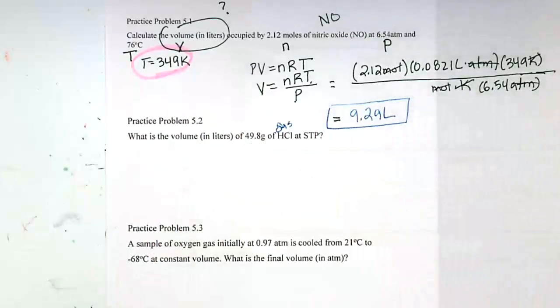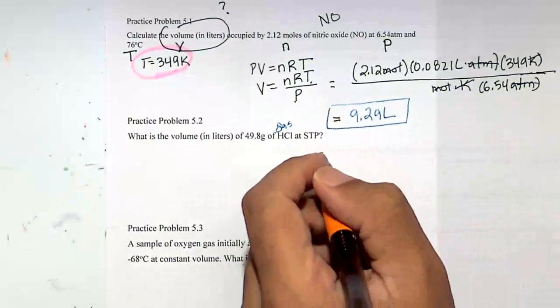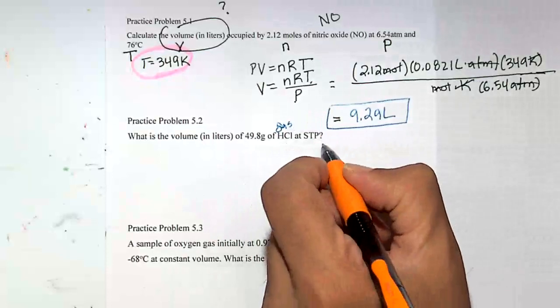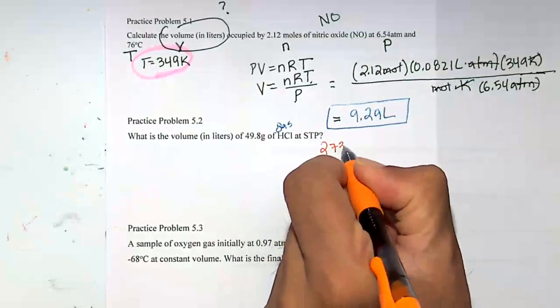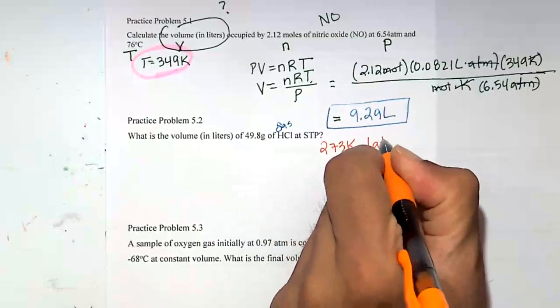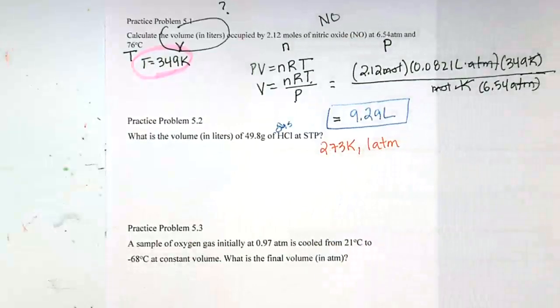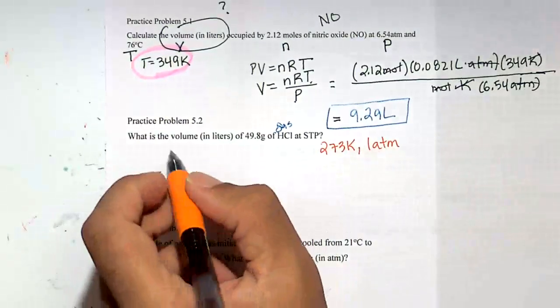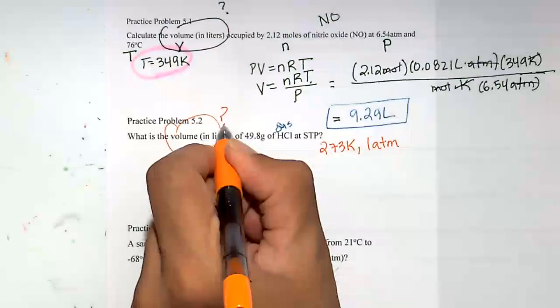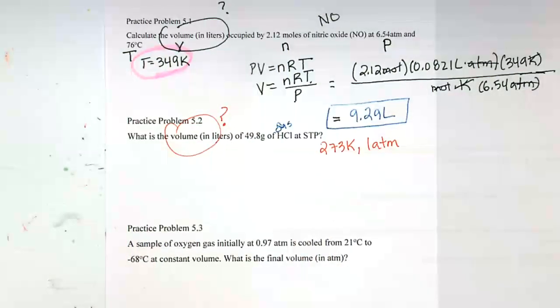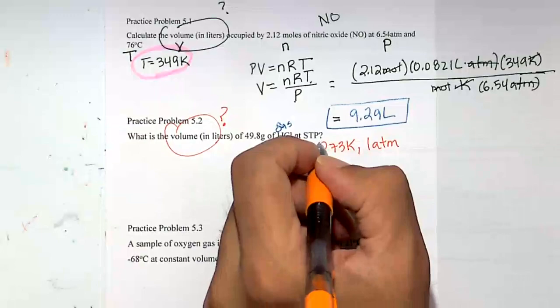All right, so what is STP? There's two things that only make up STP. That's all. What are they? 273 Kelvin and 1 atmosphere pressure. Okay, and it's asking for the volume. And we got our STP.